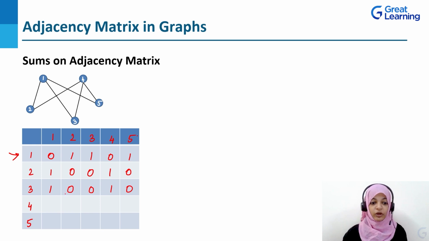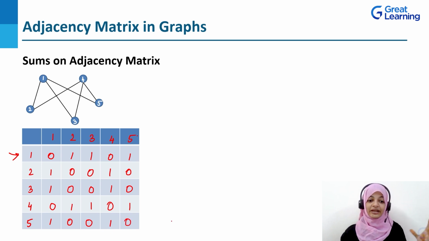Similarly, vertex 4 has 0 edges with vertex 1, one edge with vertex 2, one edge with vertex 3, 0 edges with itself, and one edge with vertex 5. Lastly, vertex 5 has one edge with vertex 1, 0 edges with vertex 2, 0 edges with vertex 3, one edge with vertex 4, and 0 edges with itself. So our adjacency matrix was very clearly made here and also very quickly made here.